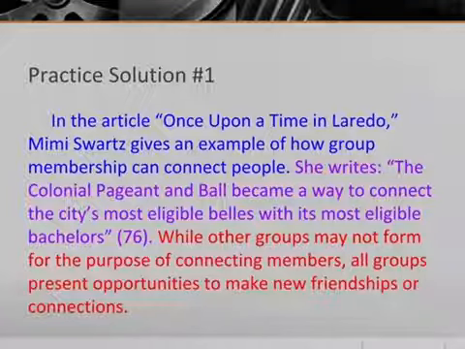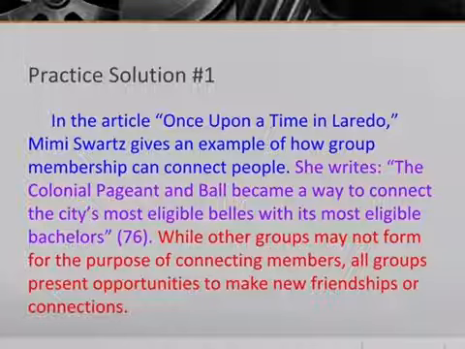This is one potential quote sandwich for this example. For each of these, the upper bread will appear in blue, the center in purple, and the bottom in red. In the article, Once Upon a Time in Laredo, Mimi Swartz gives an example of how group membership can connect people. She writes, "The colonial pageant and ball became a way to connect the city's most eligible belles with its most eligible bachelors." 76. While other groups may not form for the purpose of connecting members, all groups present opportunities to make new friendships or connections.